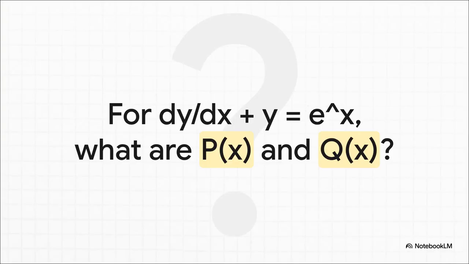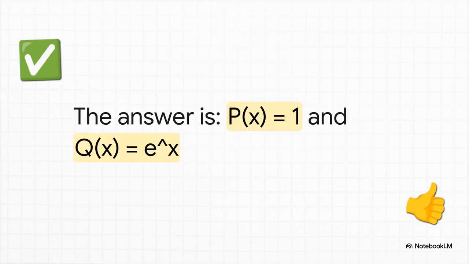All right, step 1. First job is to identify p of x and q of x. So take a look at our equation, dy/dx plus y equals e to the x. Now compare that to the standard form. What do you reckon p of x is, and what about q of x? Did you get it? P of x is 1, and q of x is e to the x. If you got that, you're exactly right.